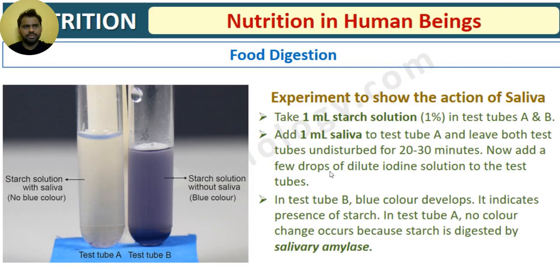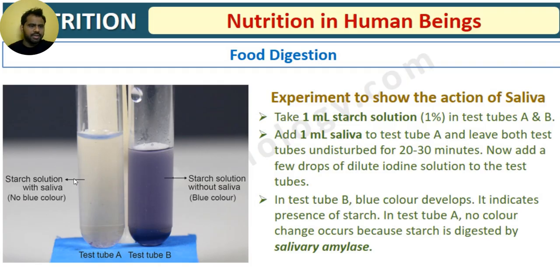Now add a few drops of dilute iodine solution to the test tubes. In test tube B, blue color will develop. It indicates presence of starch. In test tube A, no color change occurs because starch is digested by salivary amylase. So starch is there with saliva.